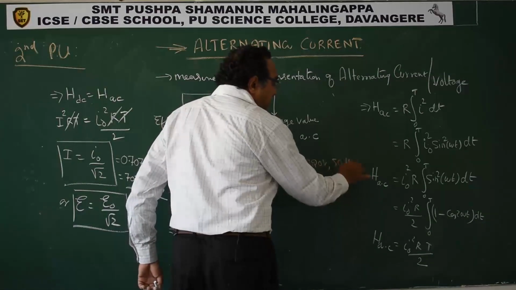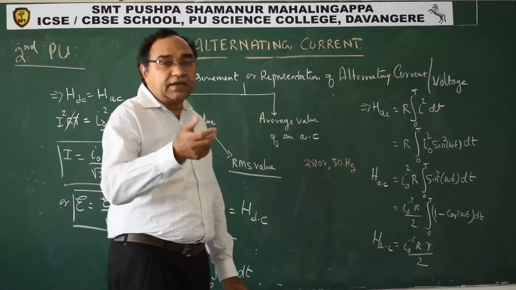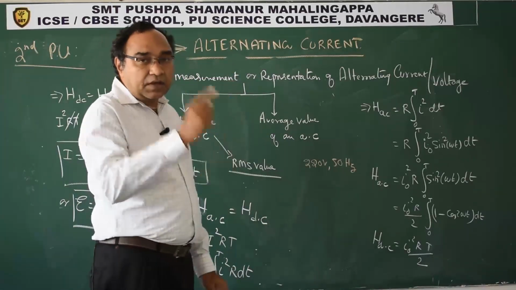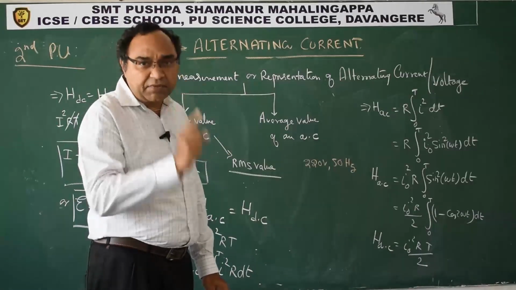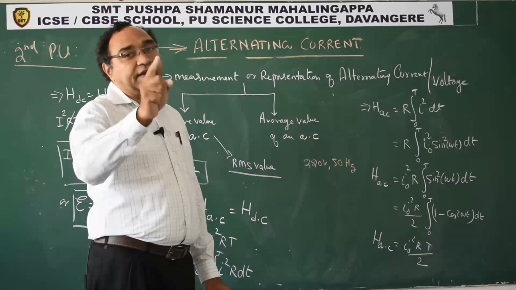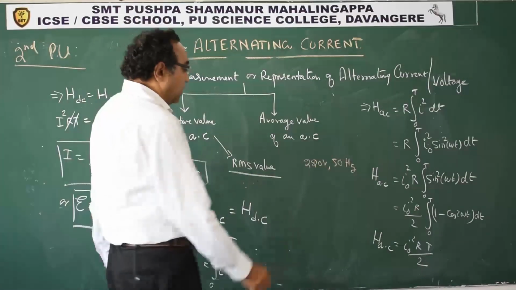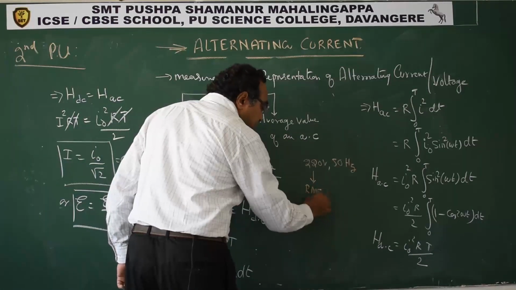Suppose that in our household mains it is given 220 volt, 50 hertz. Pick up any device, in that the ratings of that device will be mentioned. Ratings means what? It is the rated voltage which it can withstand, not above that, and the frequency which it can withstand. Now 220 volt, this is the RMS value.